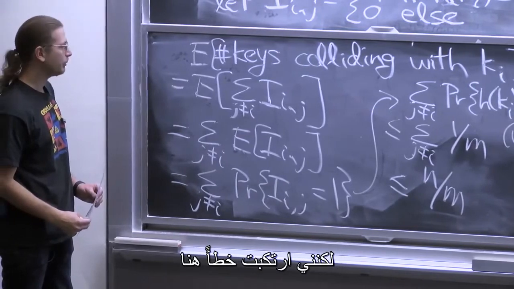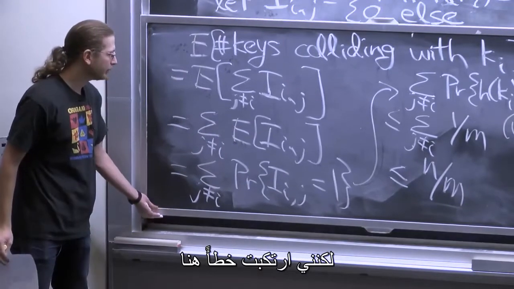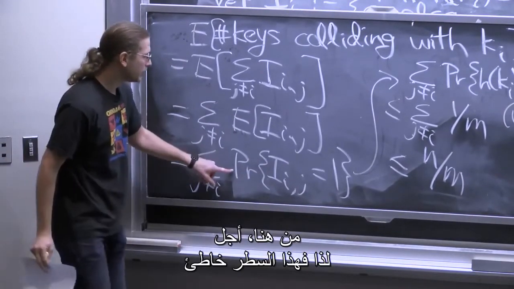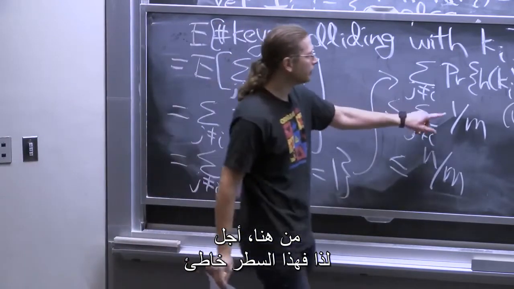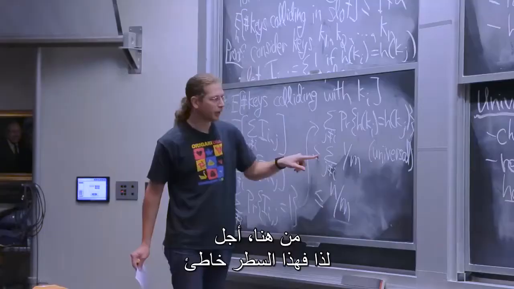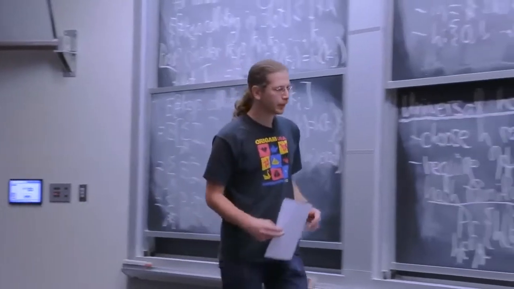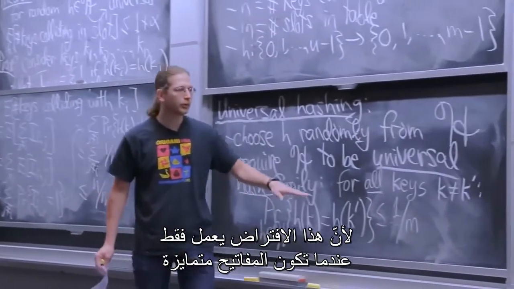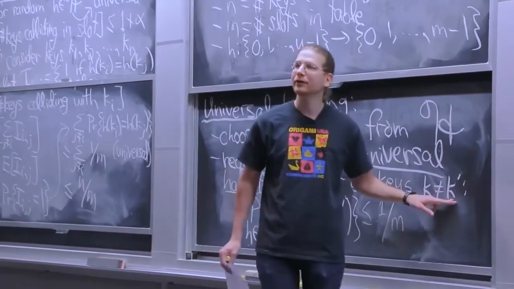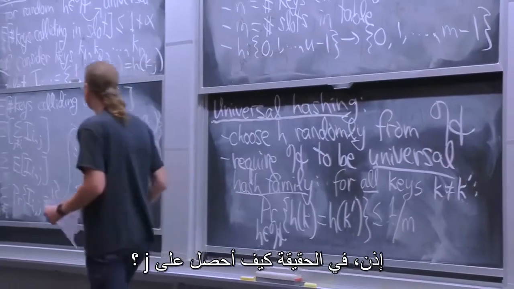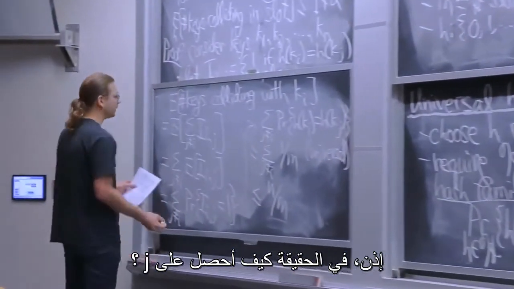But I made a mistake here, slightly off. From here, yeah. So this line is wrong. Sorry, let me fix it. Because this assumption only works when the keys are distinct. So in fact, yeah, how did I get j?